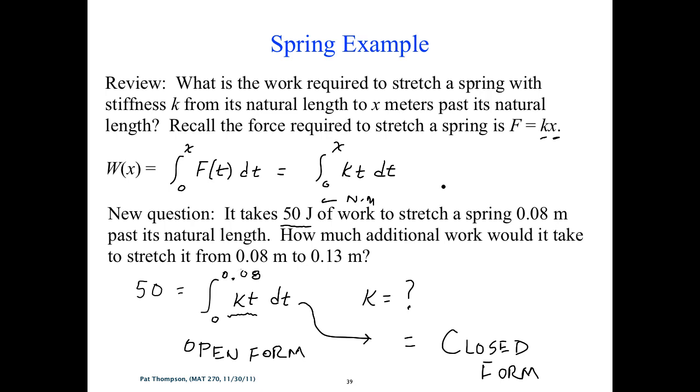But with open form, we need technology to do it, right? We need to put this in GC and let it do something for this. But even so, solving for K is a big problem. Even GC, we can't put that in. GC won't tell us what K is.